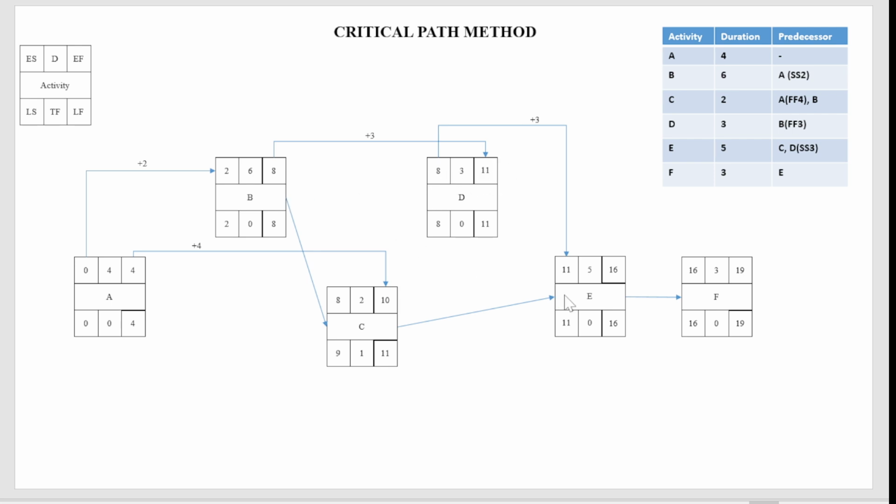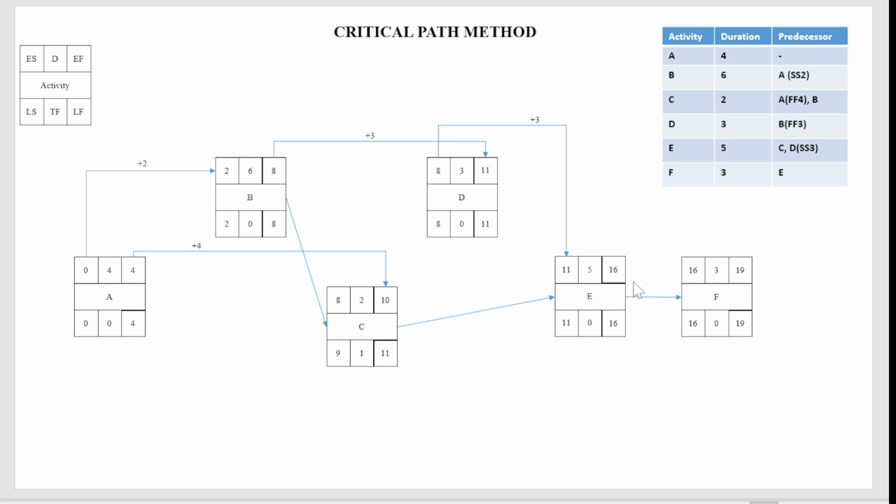Now activity E has a direct relationship with C, finish to start, and activity E has start to start plus 3 days lag. So what we do is take the higher early start. If you just forward pass from here, you will achieve 10 over here. But if you pass this one, 8 plus 3 will be 11. We need to take the higher one. So this is the path. 8 plus 3 will be 11. This is what we're going to take. 11 plus 5 will be 16.